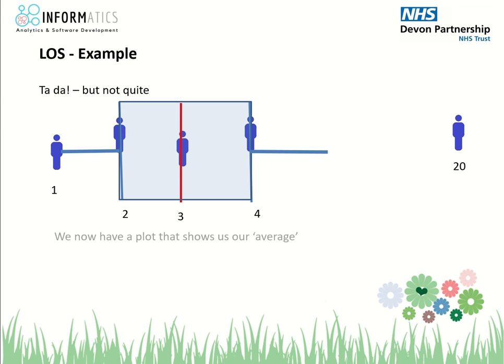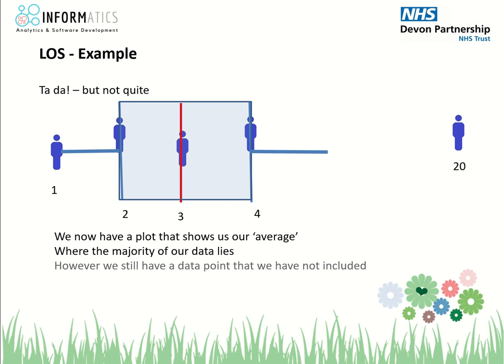Nearly there, but not quite. What we now have is a plot that shows us our average, which is our line 3, our middle line. But it also shows where the majority of our data lies, which is between sort of 2 and 4. So 50% of our data lies there. However, we do still have a data point that's not included.